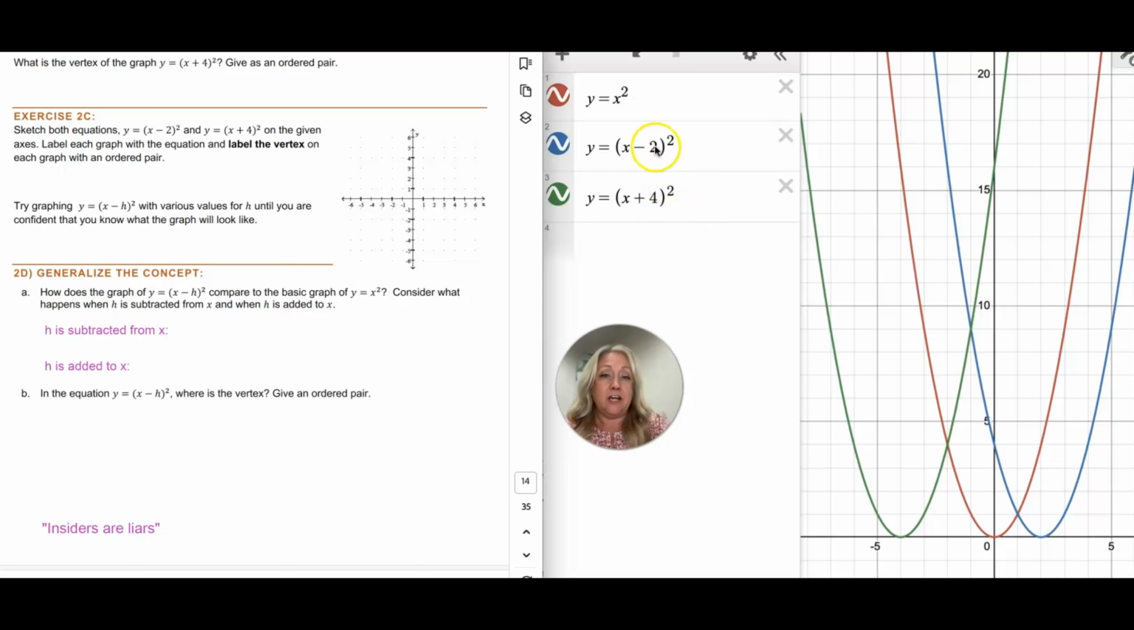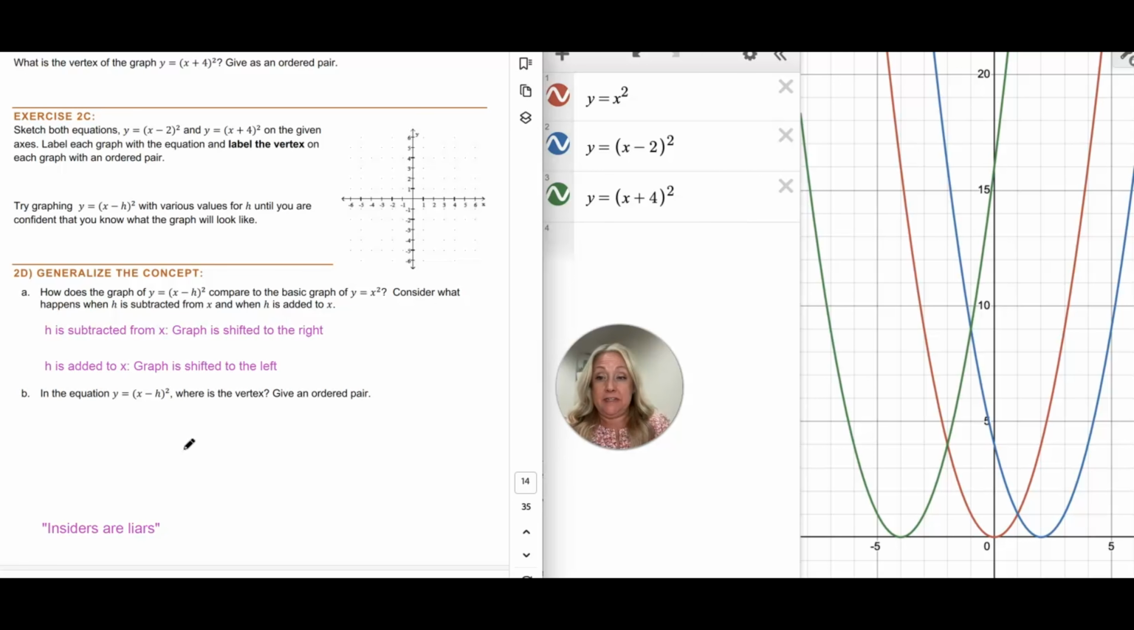This happens not just with quadratics, with these parabolas, but also with absolute value graphs and radicals, square roots and such. You're going to see that the same kind of thing applies. The insiders are liars. So make sure you fill in here that when h is subtracted from x, the graph is shifted to the right, and when h is added to x, it's shifting to the left. Keep in mind that insiders are liars to help you remember whether it's shifting left or right.